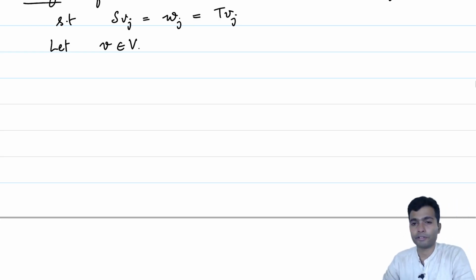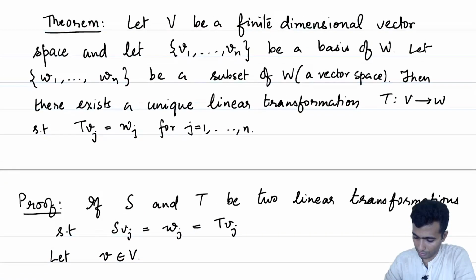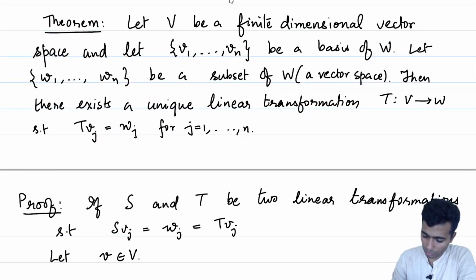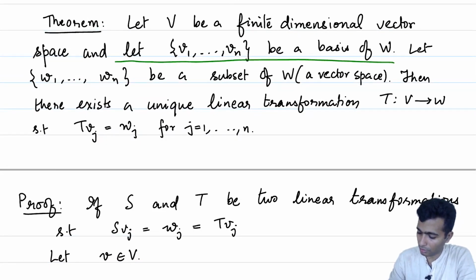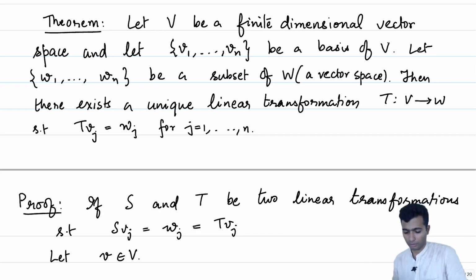What do we know about V1, V2 up to Vn? We know that V1, V2 up to Vn is a basis of capital V. Let me just recall that part for you. It is in the hypothesis. It's a basis of, okay, so please make a correction here. Good that I came back. So this is not W. This is V.